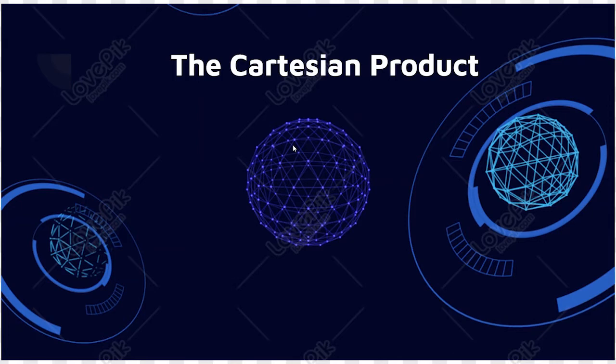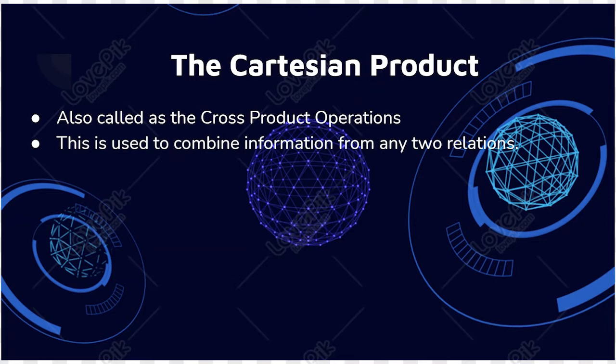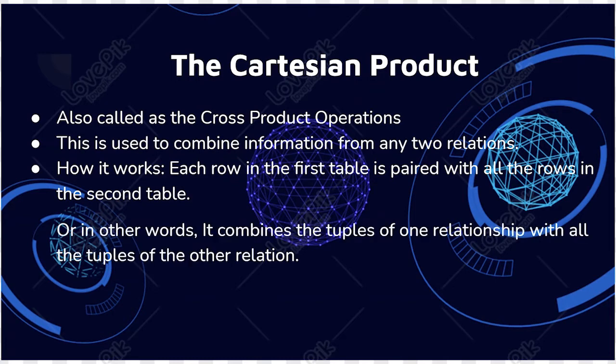The Cartesian product, also called the cross product operation, is used to combine information from any two relations. In other words, we cross-join each relation, which returns all the rows in all the tables in a query. So how does it work? Each row in the first table is paired with all the rows in the second table. In other words, it combines the tuples of one relation with all the tuples of the other relation.